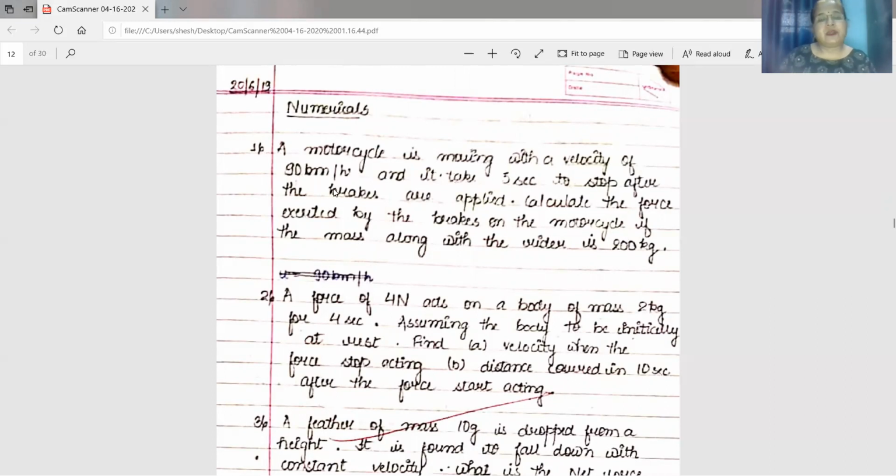You convert it into meter per second by multiplying it with 5 by 18. The final velocity is 0. Time is given as 5 seconds after the brakes are applied. Calculate the force exerted by the brake on the motorcycle if the mass along with the rider is 200 kg. Total mass is 200 kg. You have to find out acceleration first.